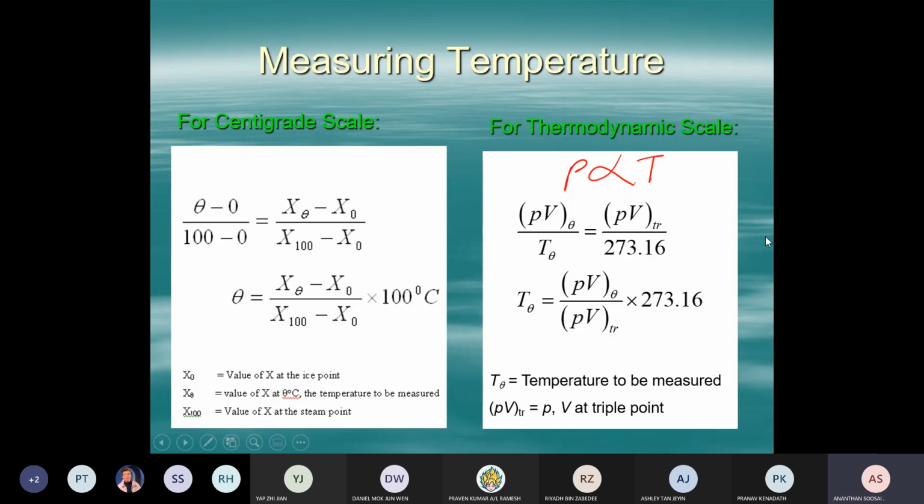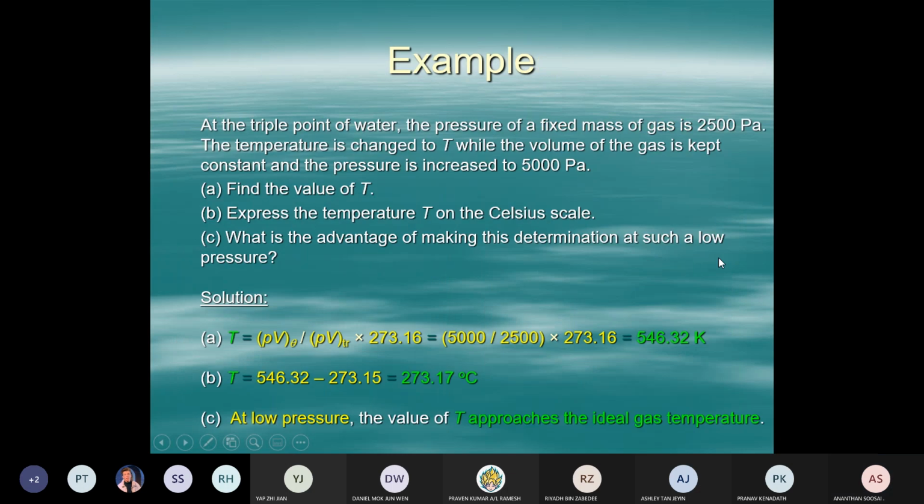So that's the two scales. Okay, so let's make use of the thermodynamic scale now. What do you have to do?